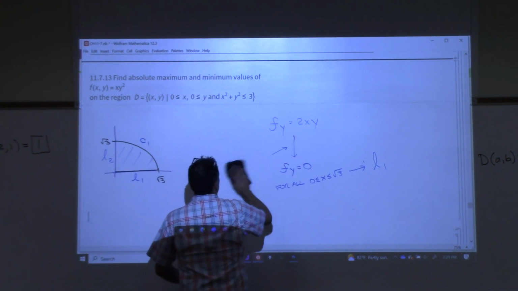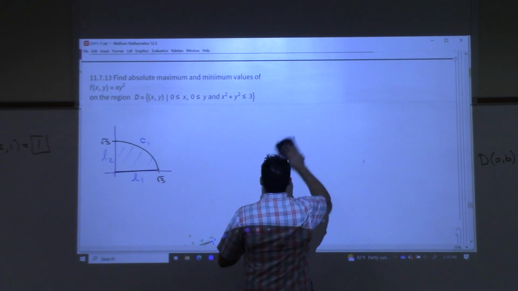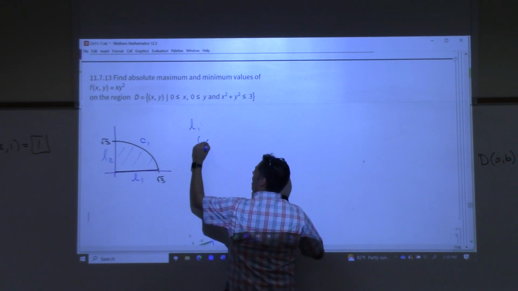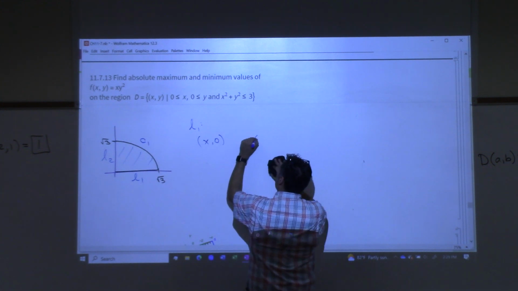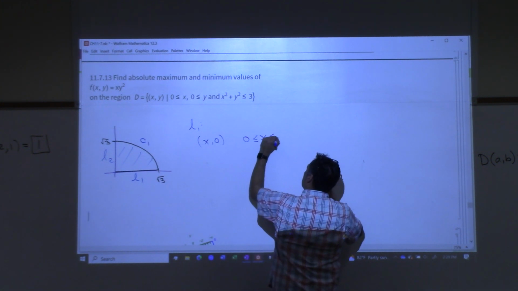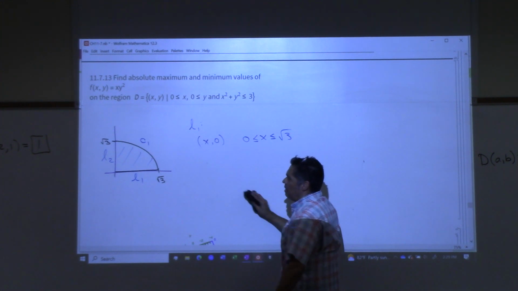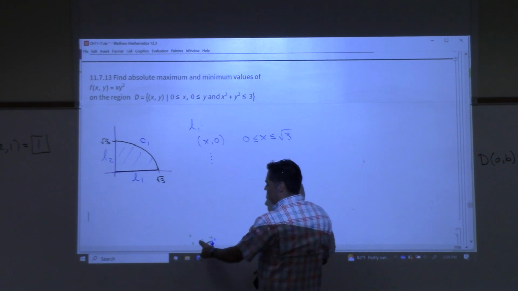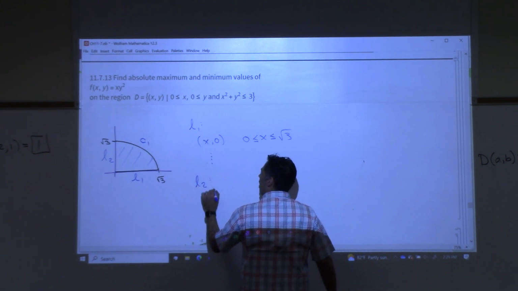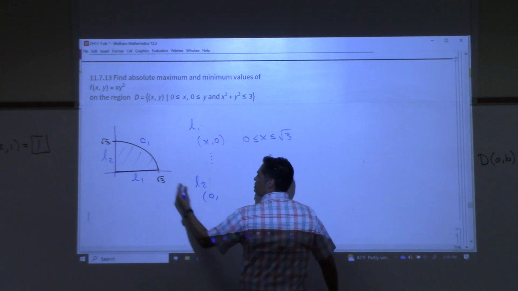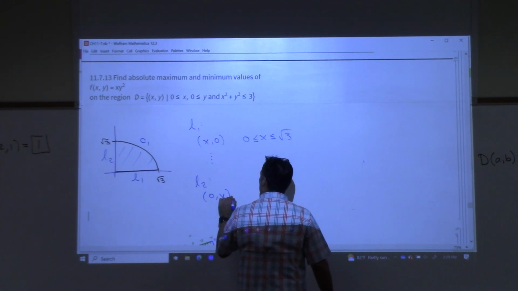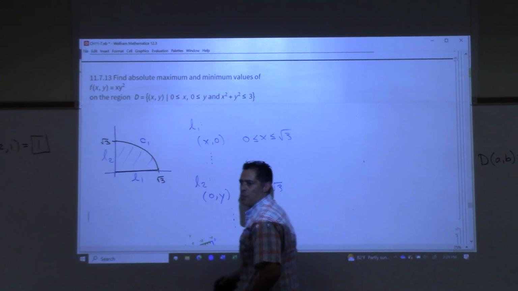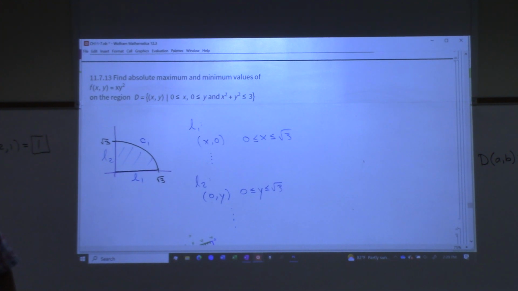On L1, I think we can knock this out. We've got 10 minutes. On L1, what do the points look like? X comma 0, and x is between 0 and root 3. I'm not going to work that out; the work is in the notes. On L2, all your points look like 0 for the x coordinate, and the y coordinate is free to be anything between, same thing, 0 and root 3. I'll let you work that out as well. You plug those in and see what you get, right?